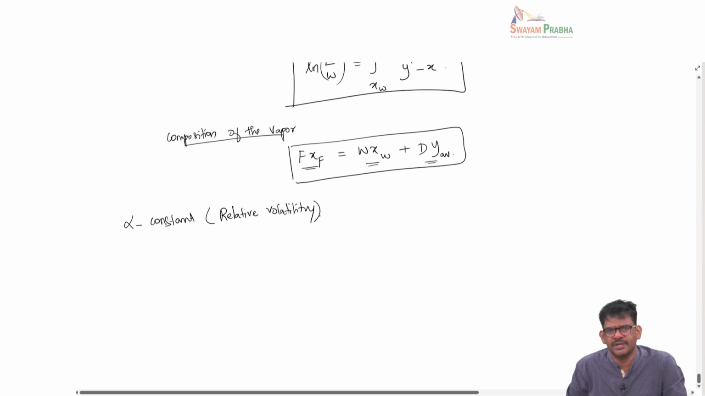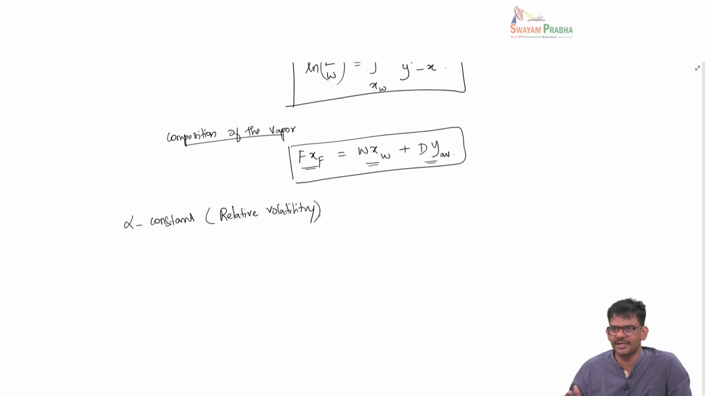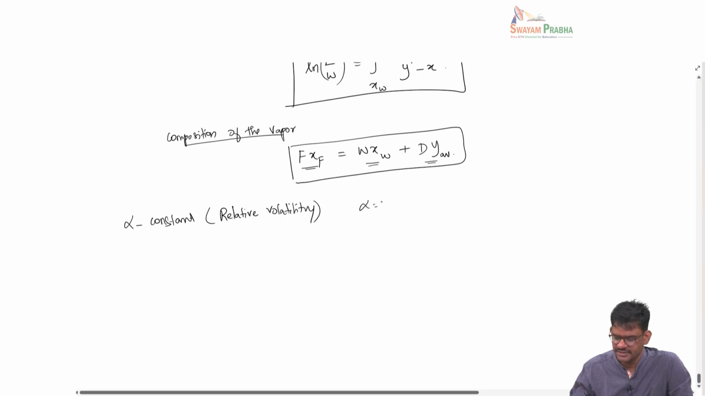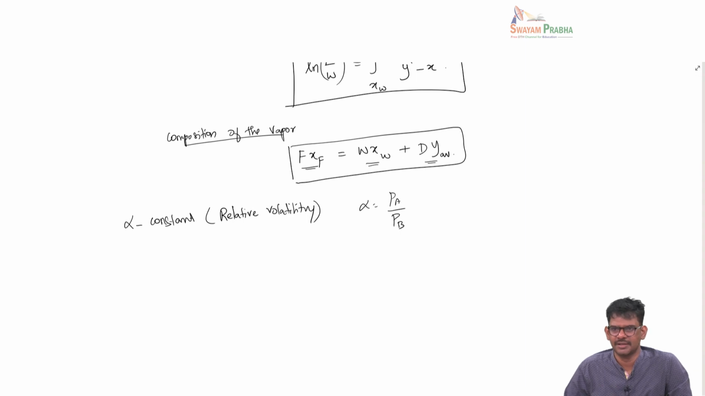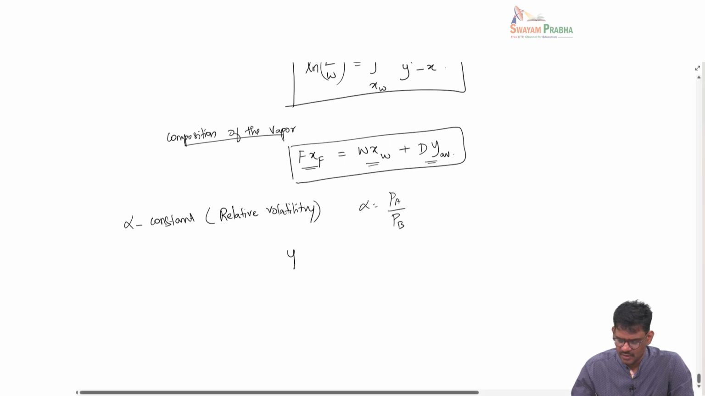I think I showed in one example between benzene and toluene, I looked at VLE data and calculated alpha. Alpha is nothing but Pa by Pb if you have a Raoult's law following mixture, and even though Pa and Pb are functions of temperature, the ratio may not be so sensitive to temperature. So you can think about having an average relative volatility. In that case, y can be written as alpha x by 1 plus (alpha minus 1)x.